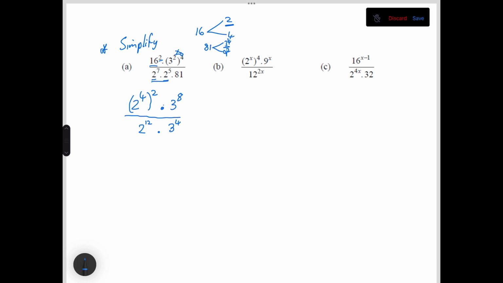Then 2 to the power of 4 to the power of 2. So we multiply that out. That gives me 2 to the power of 8 times 3 to the power of 8. That stays the same. Everything else would still stay the same. Times 3 to the power of 4.